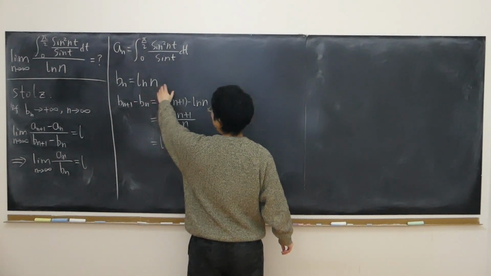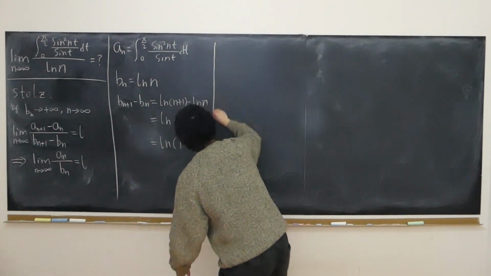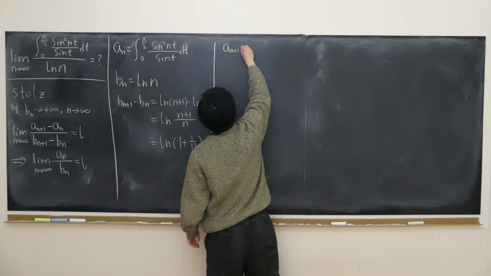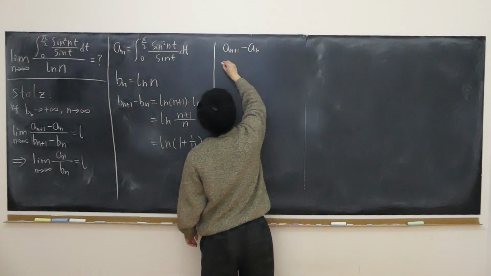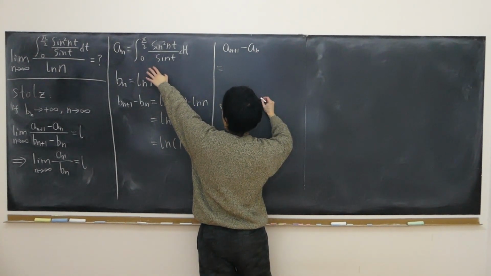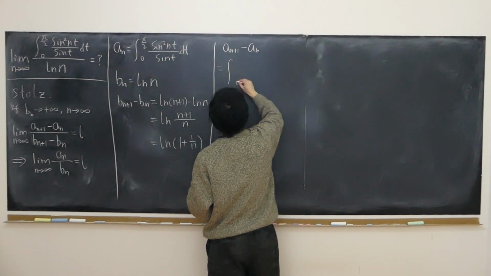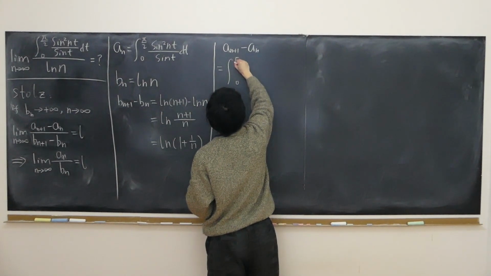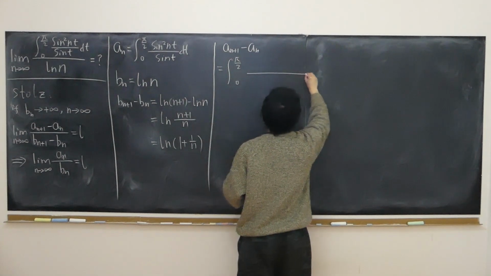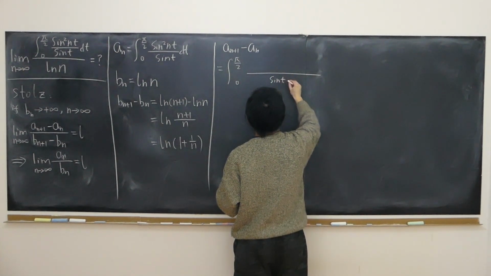Let's work out the top, an plus 1 minus an. What is that equal to? Since we have exactly the same boundaries, let's just combine the integrands. The same boundaries, integral from 0 to half pi. We have the same bottom, sine of t. For the top, we have to take their difference.